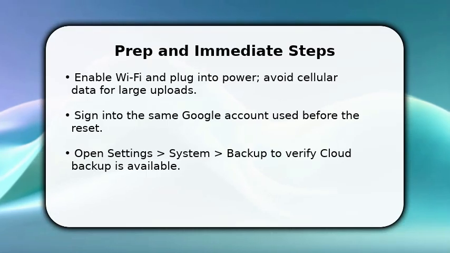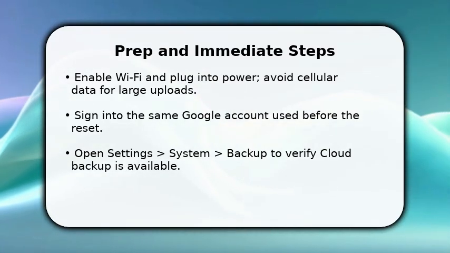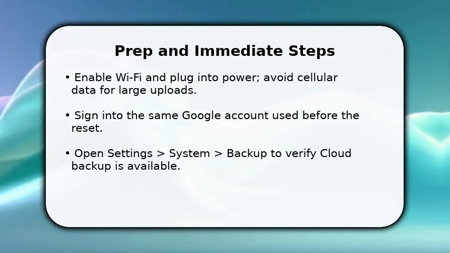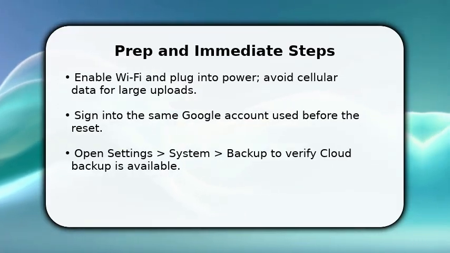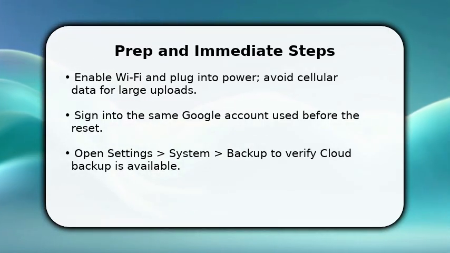You start by restoring connectivity and access so backups can complete reliably. Make sure Wi-Fi is on and the phone is charging. Uploads fail on low battery. Sign into the same Google account you used before the factory reset so cloud-synced items match.